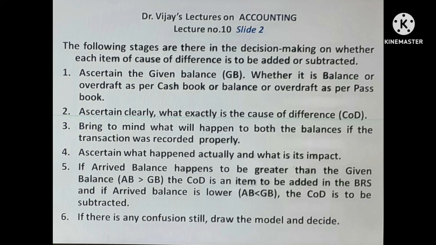Next stage is ascertain what has actually happened. What is the cost of difference exactly and what is its impact? If the impact is the arrived balance happens to be greater than given balance, AB greater than GB, the COD is an item to be added in the statement. If the arrived balance is lower, AB lower than GB, then the COD is an item to be subtracted. If you cannot take a decision when you go through all these stages, then better draw the model and decide.